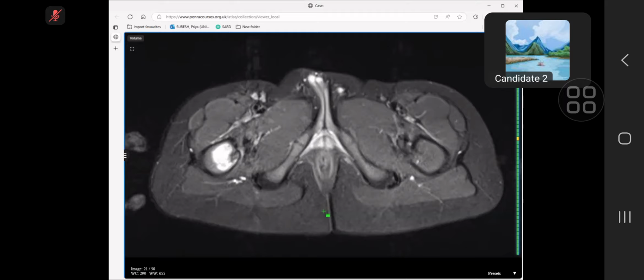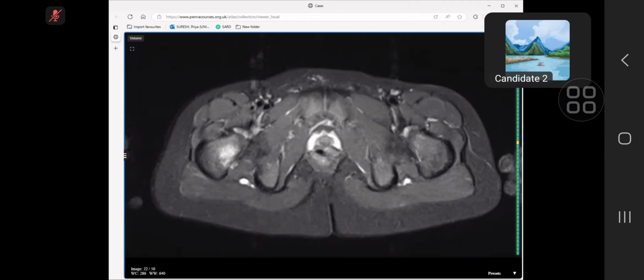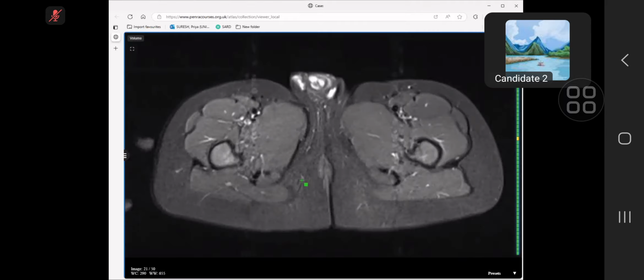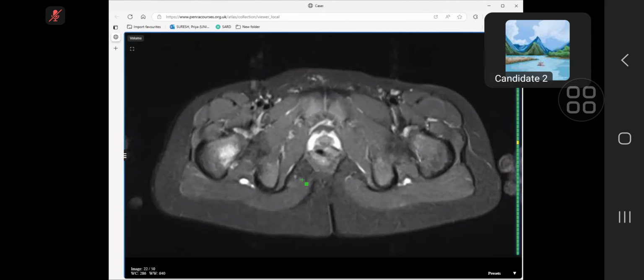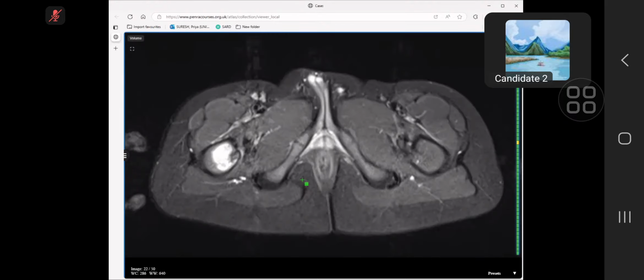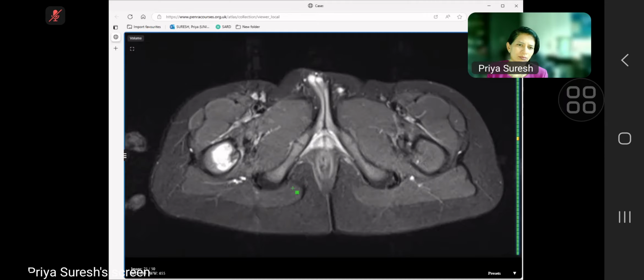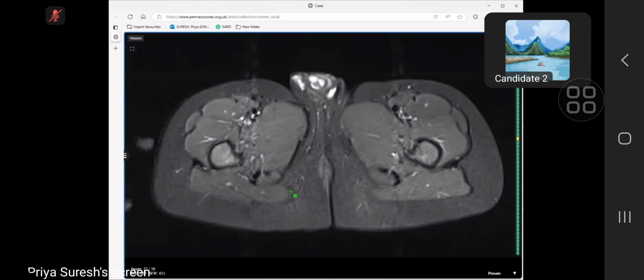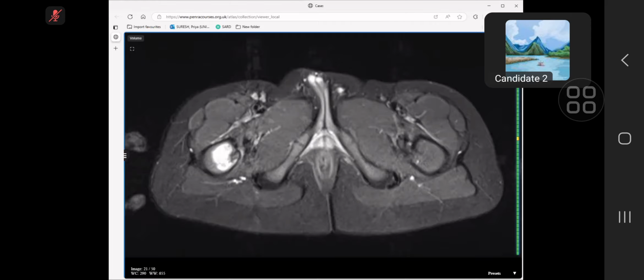In these axial images, as I scroll, I can appreciate that there is a lesion with a very narrow zone of transition. There is intense marrow edema, and there is a small focus of hypointensity projecting from the cortex. I suspect this is a very typical location for osteoid osteoma, and with the focus of hypointensity, it could be osteoid osteoma, so I would like to do a CT.